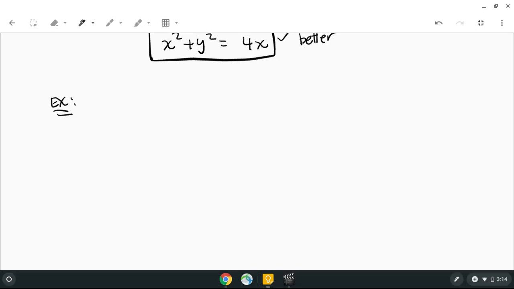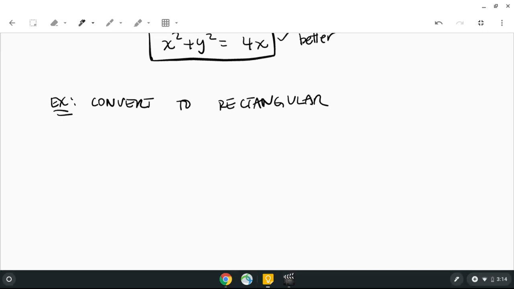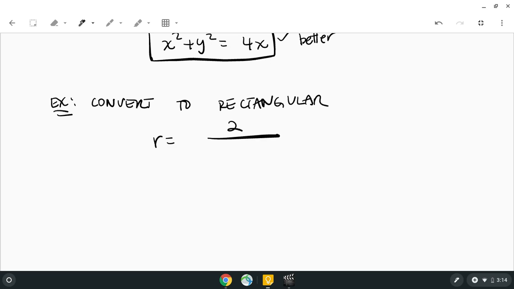Convert to rectangular. r equals 2 over 1 plus sine theta. Okay, so here you need to get rid of that r, replace it with something, and you need to replace that sine theta with something. So why don't you go ahead and try this, hit the pause button, and then come back and see if you got the same answer.